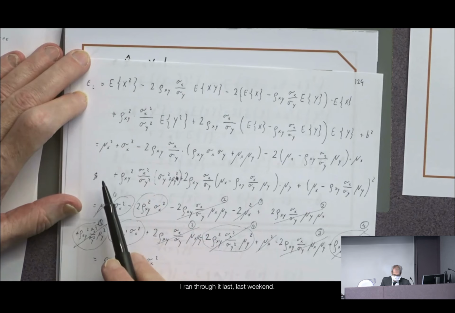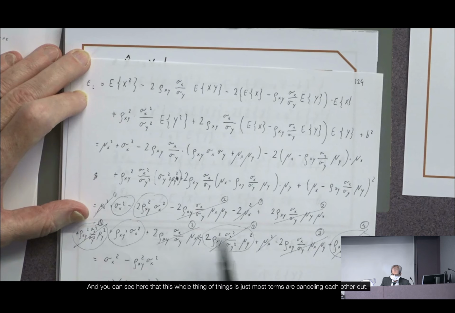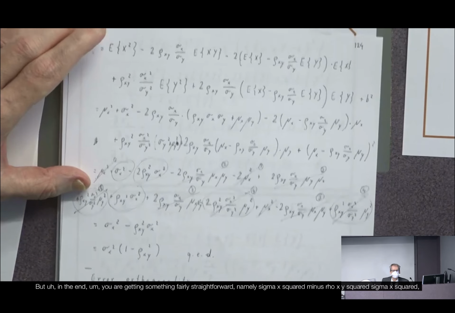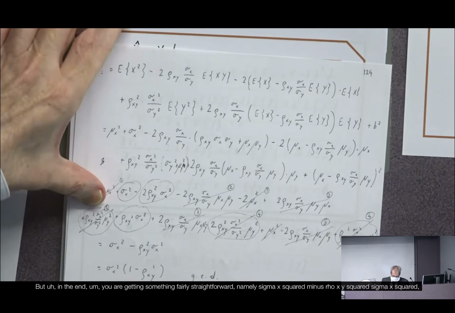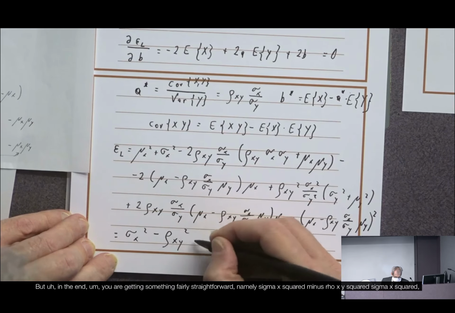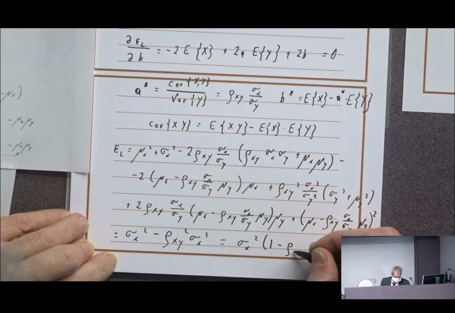I ran through it last weekend, and you can see here that most terms are canceling each other out. You will see this on the video later on if you actually want to follow through and look at it. But in the end, you are getting something fairly straightforward, namely sigma x squared minus rho xy squared sigma x squared, which is exactly the equation for the mean square error that we had before.